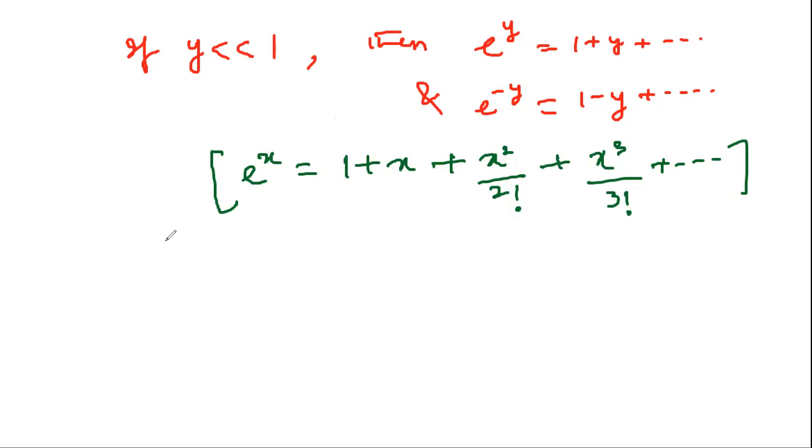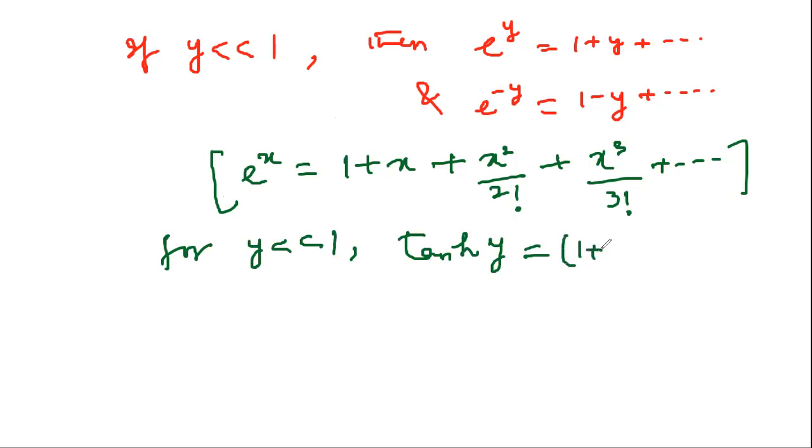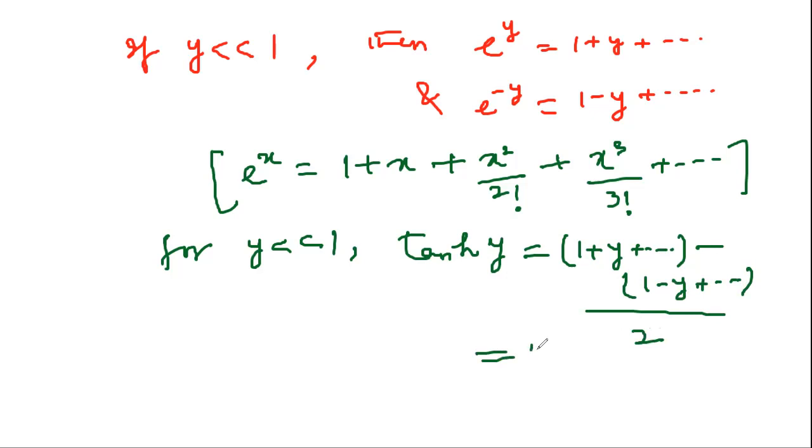And for y much less than 1, tan hyperbolic of y is equal to 1 plus y plus so on, minus 1 minus y plus so on, over 2, which is just y. Check it.